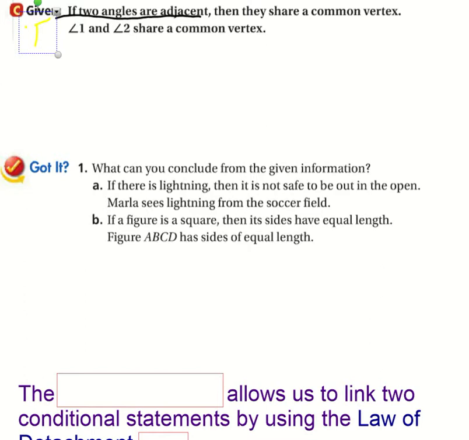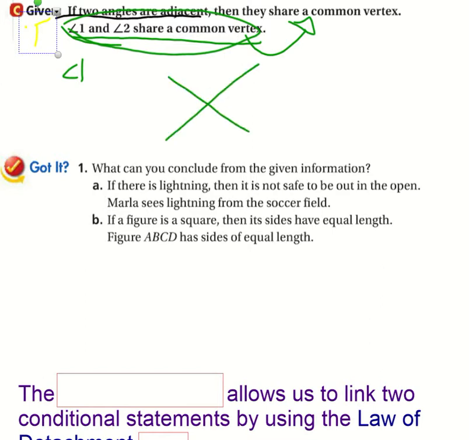However, in our statement down below, they're saying angle 1 and 2 share a common vertex. That's our conclusion, not our hypothesis. So we cannot say that angle 1 and 2 are adjacent. If our statement here was that angle 1 and angle 2 are adjacent, then we could say they share a common vertex. But just because they share a common vertex does not mean that they are adjacent. For example, here we have two intersecting lines. Here's angle 1 and angle 2. They share a common vertex, however, they are not adjacent to one another.